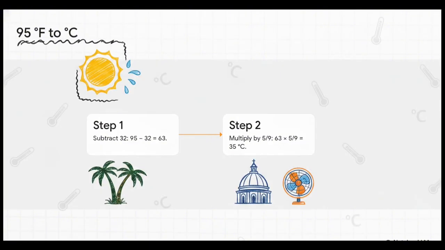For our final example, let's take a sweltering 95-degree Fahrenheit summer day. Step 1, subtract first. 95 minus 32 leaves us with 63. Step 2, multiply that by our fraction. 63 times 5 is 315, and 315 divided by 9 is 35 degrees Celsius. So a hot 95-degree day in Miami converts nicely into a 35-degree day in Madrid.